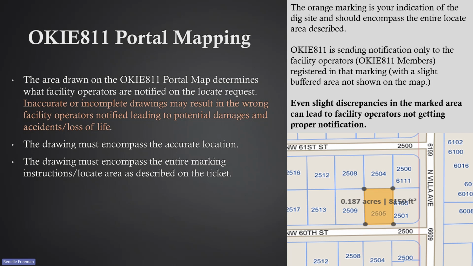So the drawing must encompass the accurate location, must encompass the entire marking instructions or locate area that you've described on the ticket. So if it was like the front yard of 2505 and both sides of Northwest 60th Street, then this polygon would need to encompass both sides of Northwest 60th Street also to ensure we're notifying the facility operators in that area. That's how precise it can be. So any slight discrepancies in the marked area can lead to facility operators not getting proper notification. A majority of the OKI 811 members register the service areas by GPS points, so even a small discrepancy can cause a big issue.